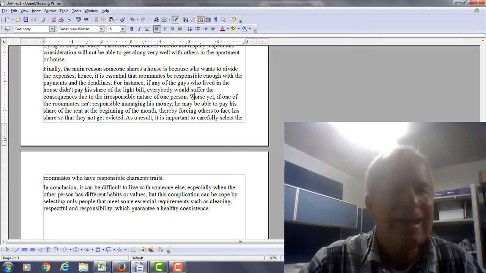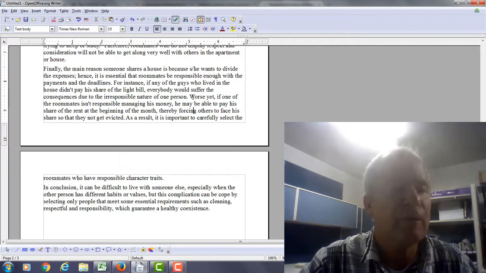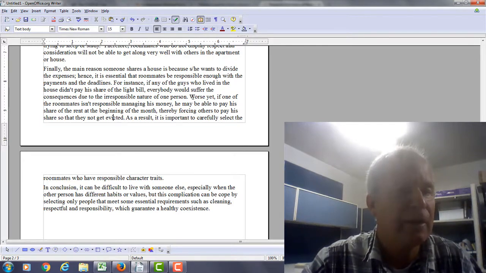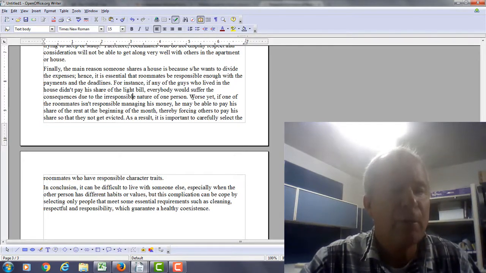Worse yet, if any one of the roommates isn't responsible managing his money, he may not be able to pay his share of the rent at the beginning of the month, thereby forcing others to pay his share so they do not get evicted. As a result, it is important to carefully select roommates.